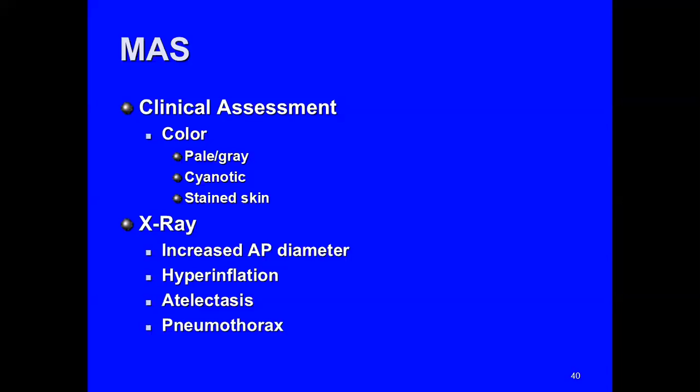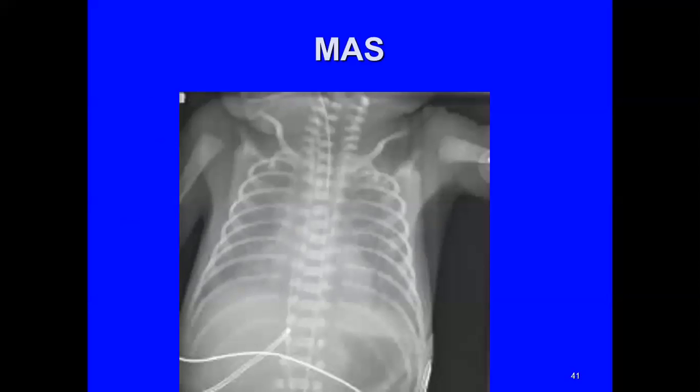How can we diagnose a case of meconium aspiration syndrome? You can see the color of the meconium, whether it appears pale or green in color. There is cyanosis, and meconium staining of the skin. Now this is also the X-ray finding in meconium aspiration syndrome.